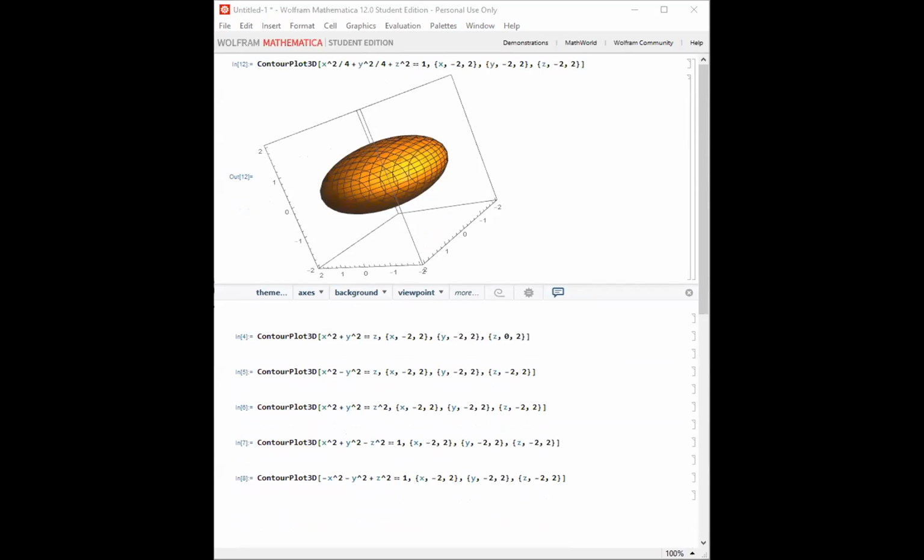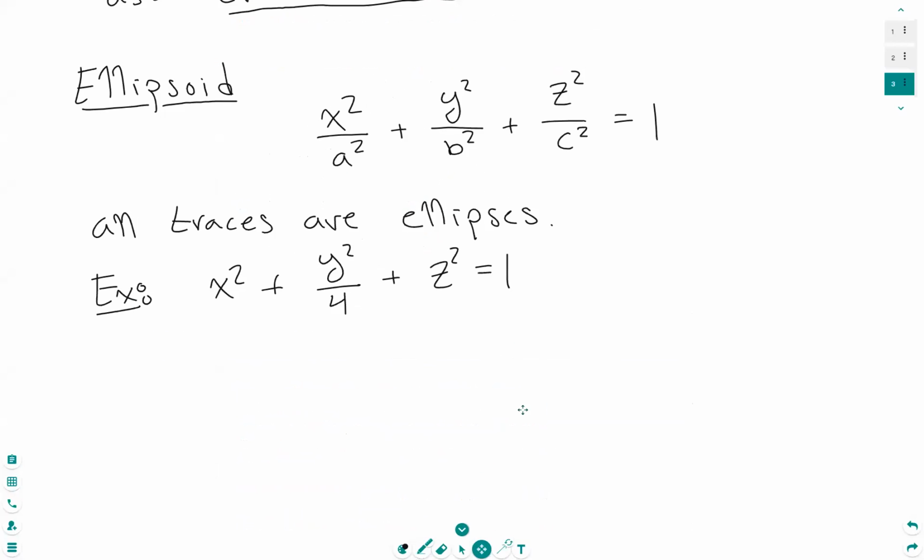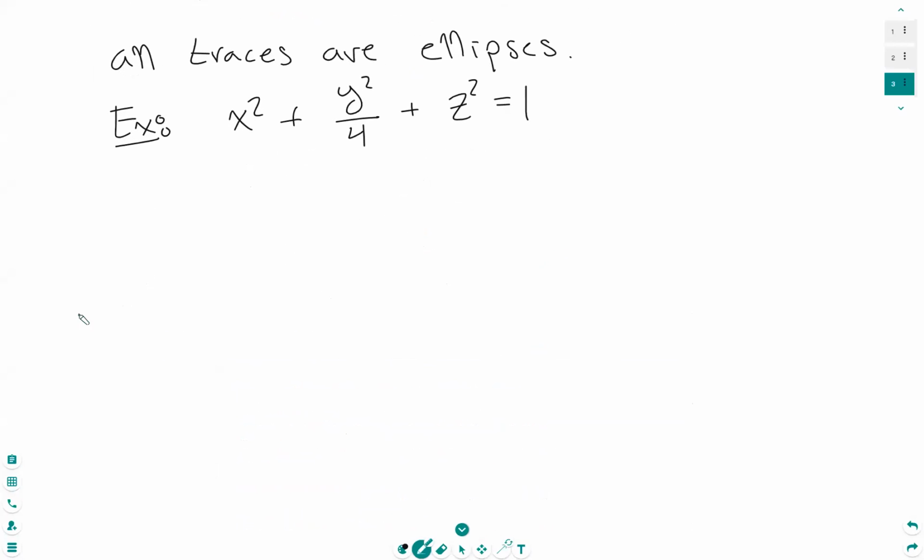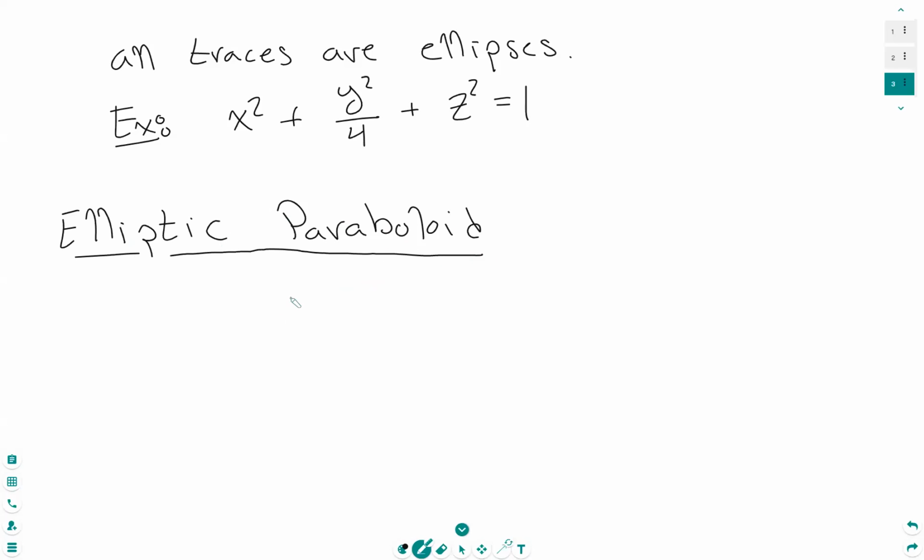So now let's go back, new share. Let's go back to our display here. And now let's look at an elliptic paraboloid. So the general form of an elliptic paraboloid is I have an x squared over a squared plus y squared over b squared, and this is equal to z over c.